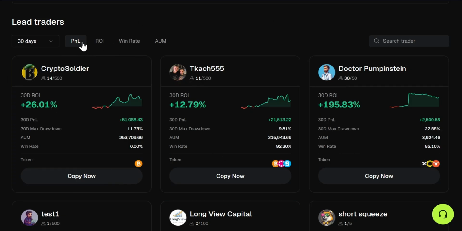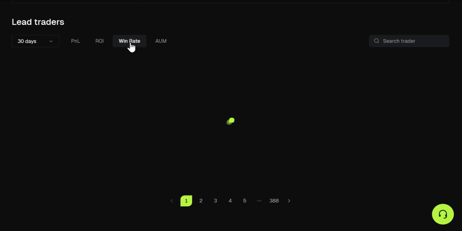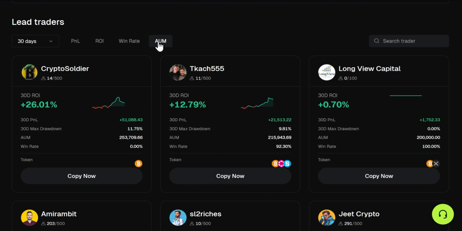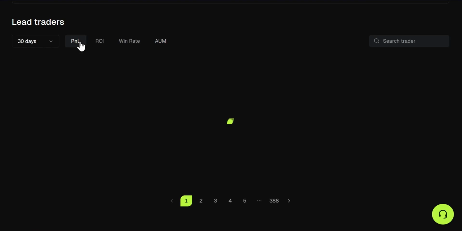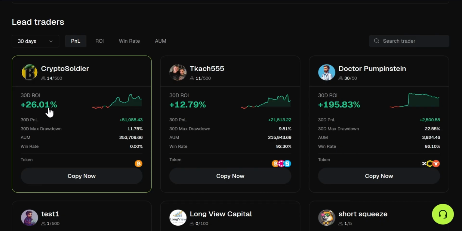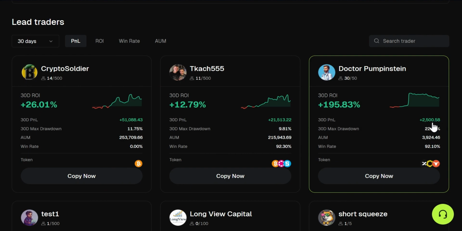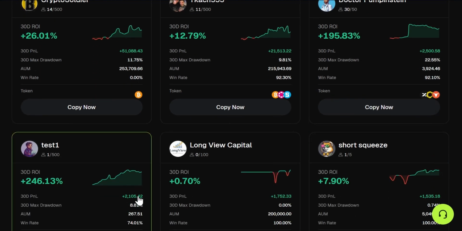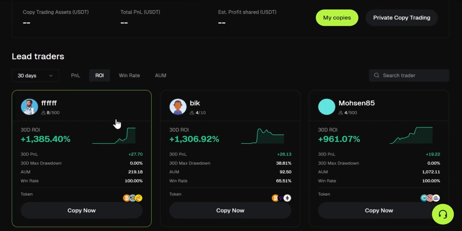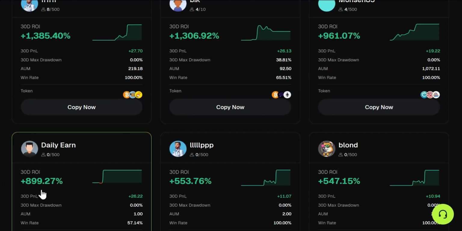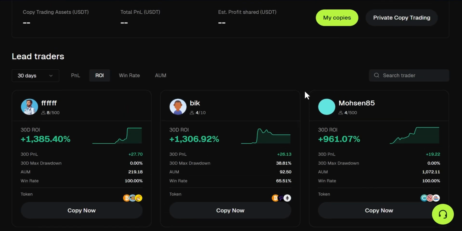You can sort each trader by P&L, ROI, win rate, and assets under management, or AUM. Let me break down what each of these metrics actually means, because this is super important. P&L displays the trader's total profit and loss in USDT terms. This shows their absolute earnings, not just percentages. Look for traders with substantial P&L that shows they're trading with real capital. ROI percentage shows the return on investment the trader has made in percentage terms. This tells you how much profit they've generated relative to their capital. Higher is better, but you want to see consistency, not just one massive spike.